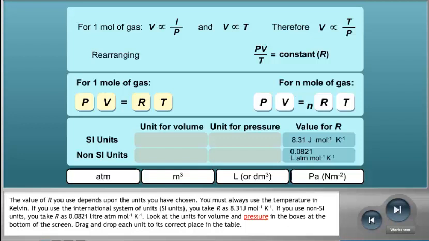If you use non-SI units, you take R as 0.0821 liter atmosphere per mole per Kelvin. Look at the units for volume and pressure in the boxes at the bottom of the screen. Drag and drop each unit to its correct place in the table.